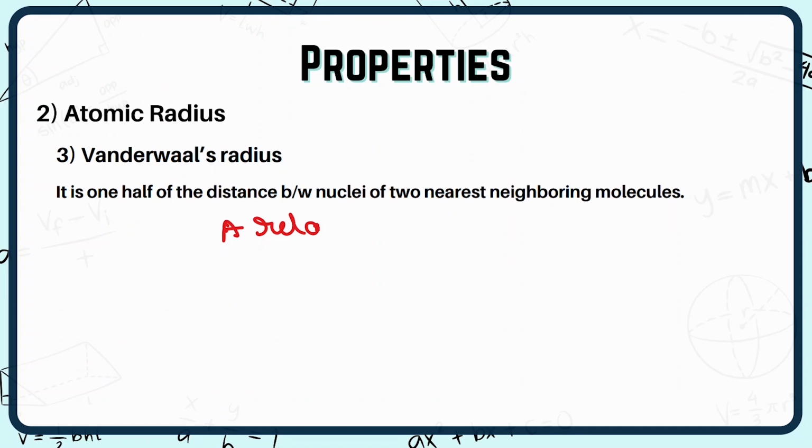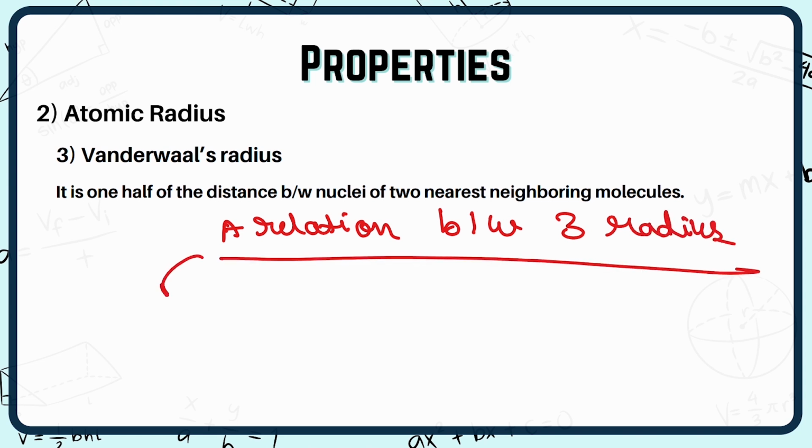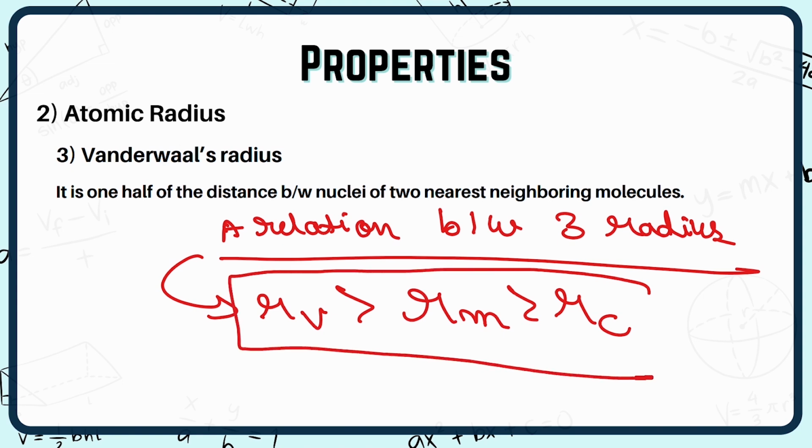A relation between the three radii that we have just discussed. What is the relation between these three radii? It is that the van der Waals radius RV is greater than all three of them, followed by metallic radius, followed by covalent radius. It is very important. Remember this particular thing. The van der Waals radius is greater than these two, followed by metallic radius, followed by covalent radius.